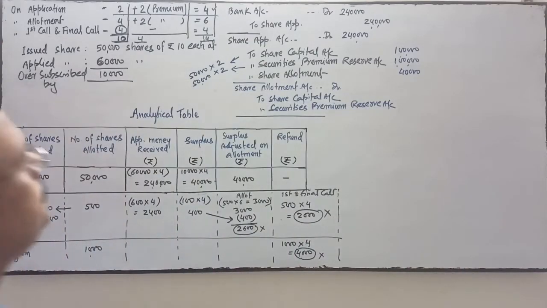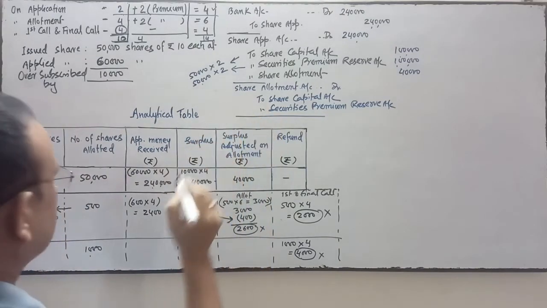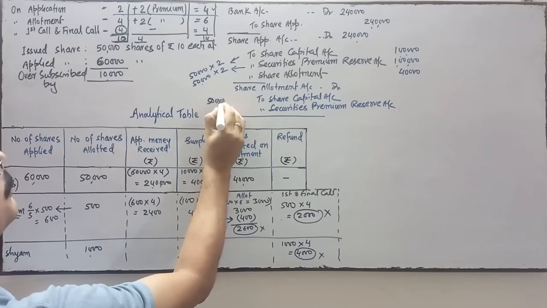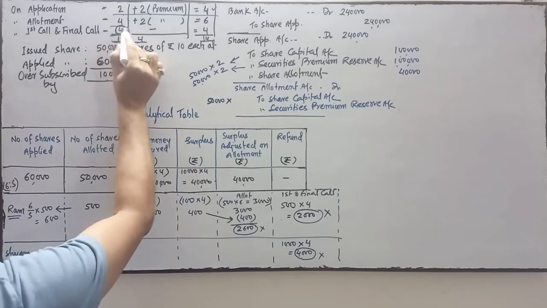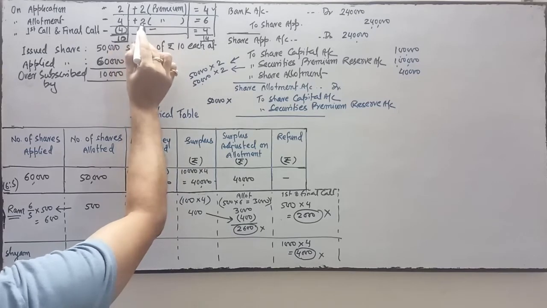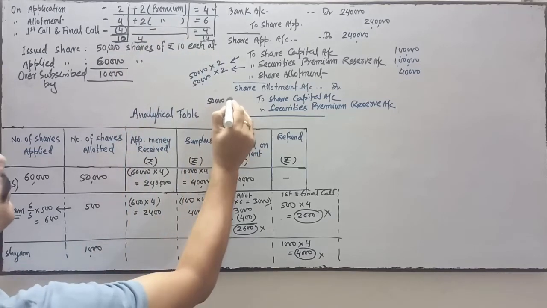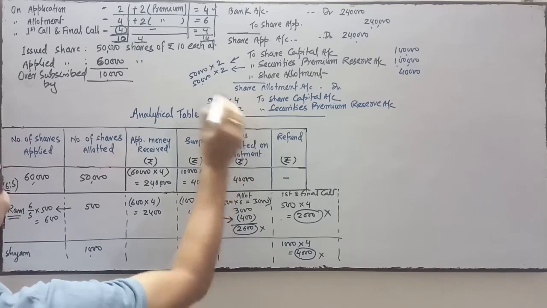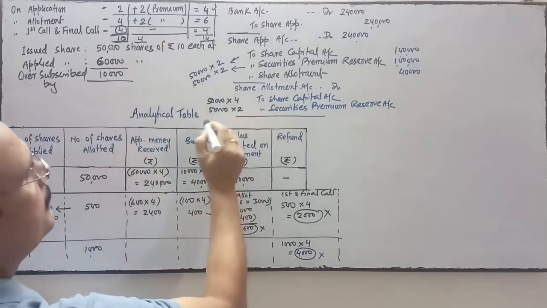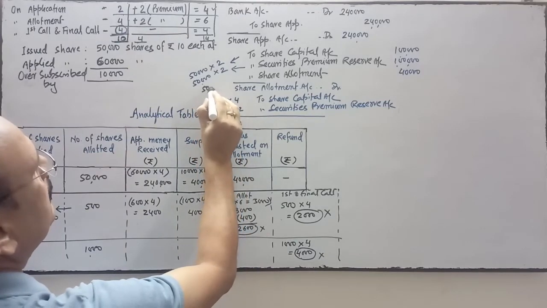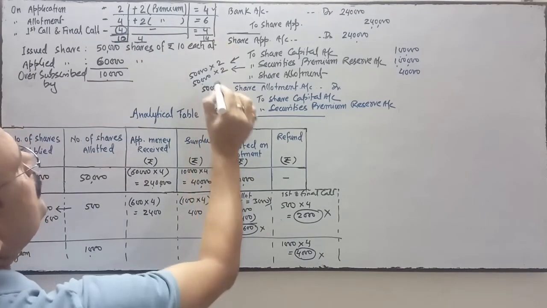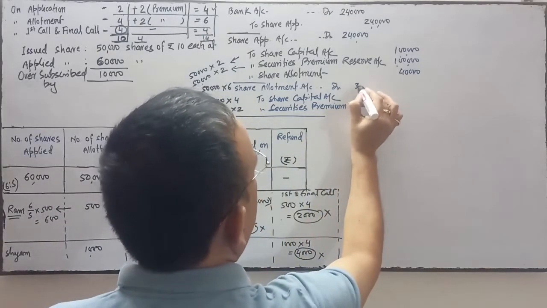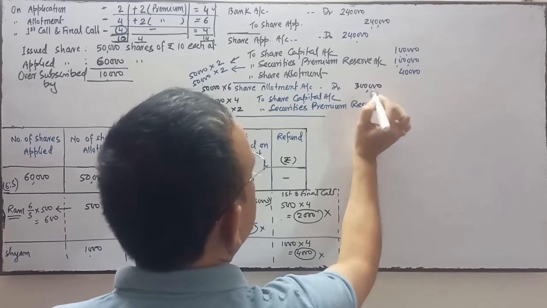So see over here. Now allotted share is how much? 50,000. So 50,000 into, you see the allotment line, this line, 4 plus 2 is equal to 6. So 4 will be transferred to capital. 50,000 into 2 will be transferred to premium. This is premium, and 50,000 into 6 rupees will be on allotment. So it is 3 lakhs. In allotment we have to debit 3 lakhs.